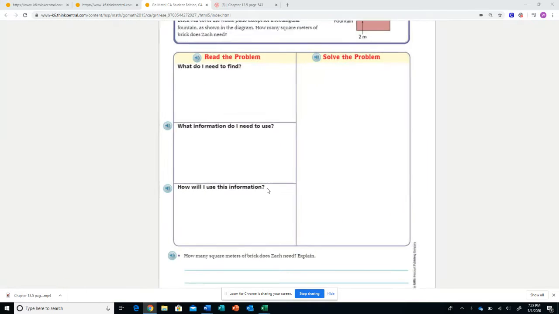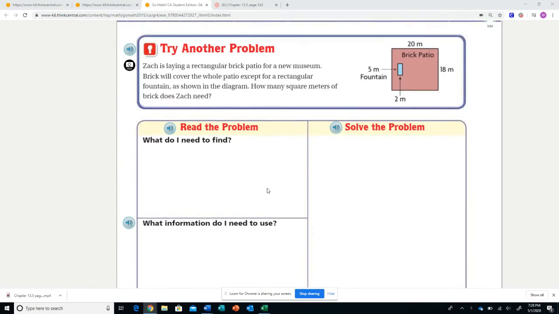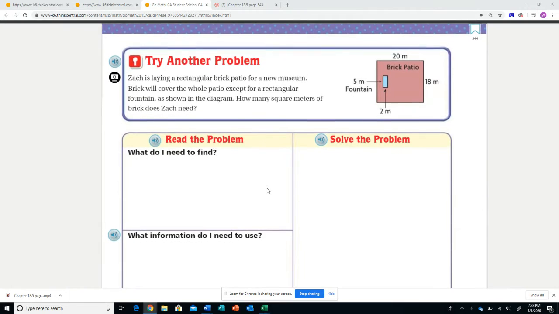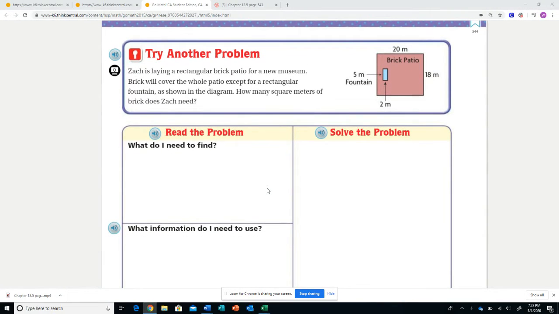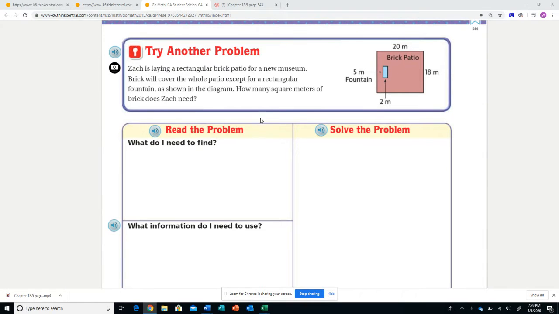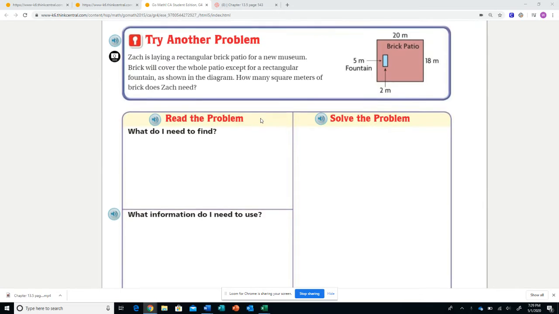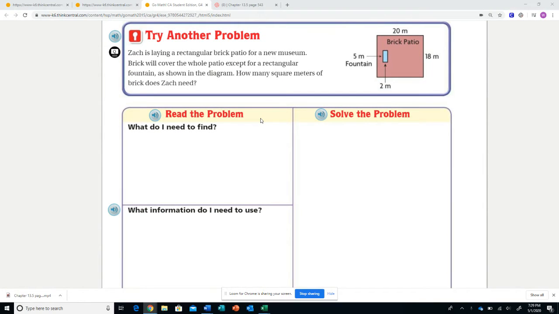This is page 544. Trying to see if doing one page at a time per recording helps the recording quality. So it'll be a little experiment. Again, page 544, we're still in example problems where we are on try another problem.